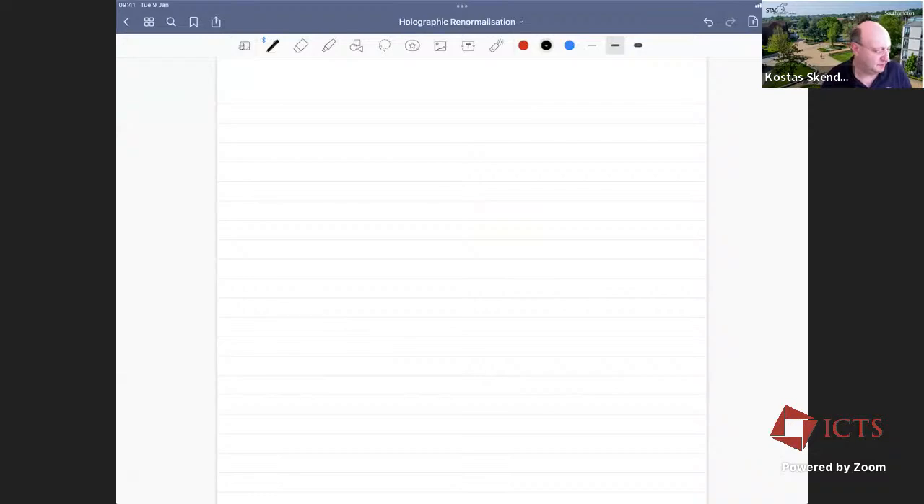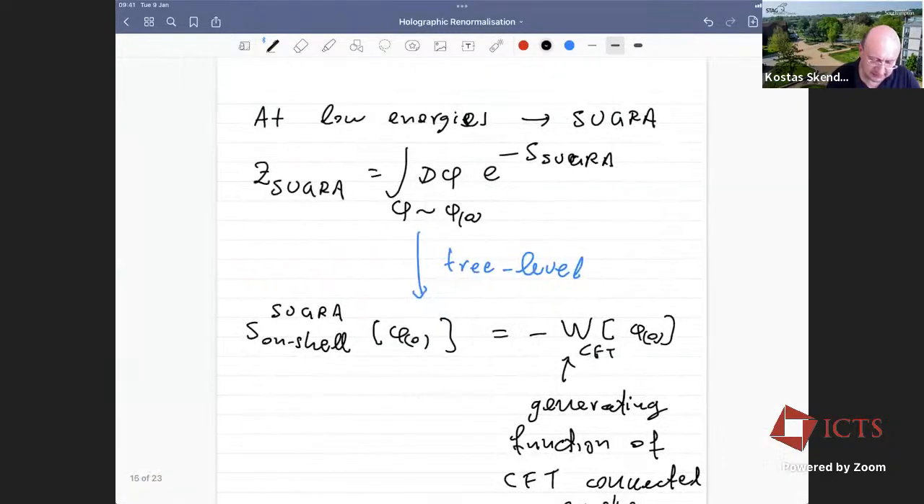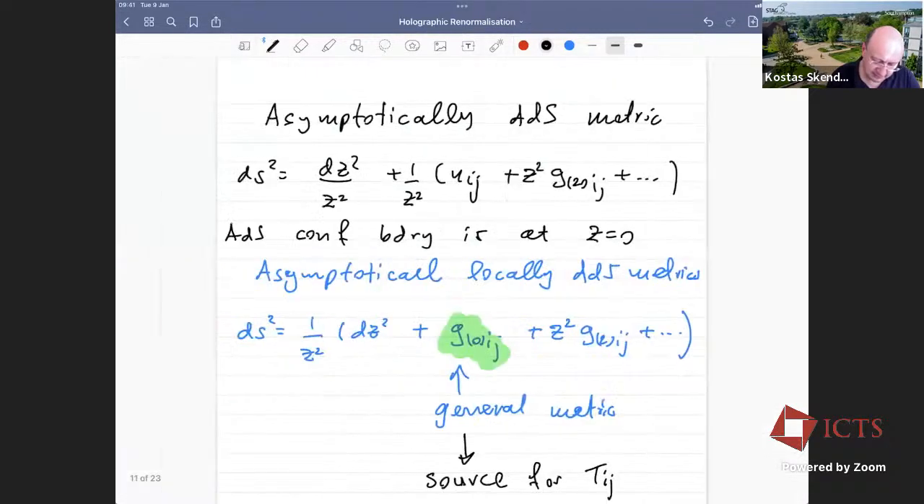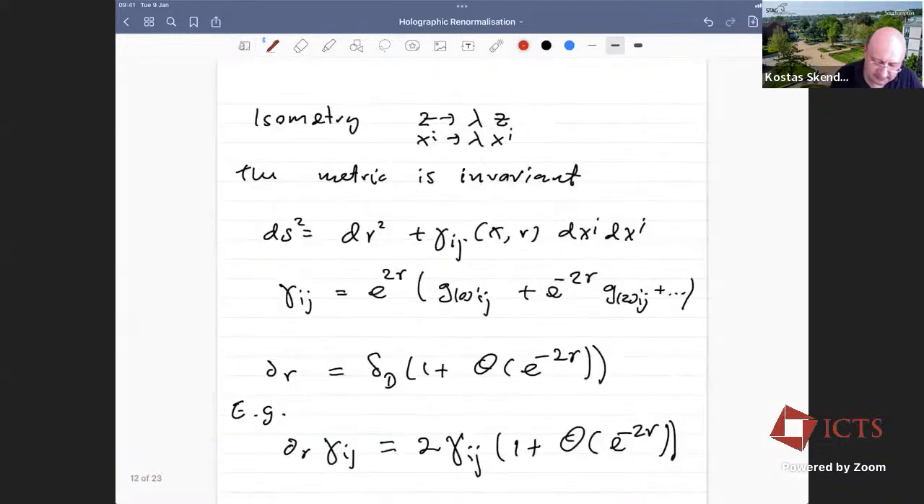Now, this is completely general, but for our purpose, we would like to work in the coordinate system I defined earlier, where I had the asymptotically locally AdS metrics. This coordinate system has the property that the radial direction has no dz d xi piece, and the coefficient of dz squared over z squared is 1. This is a defining property of the so-called Fefferman-Graham gauge. I would like to work in this gauge because the holographic formulas are simplest in these coordinates.